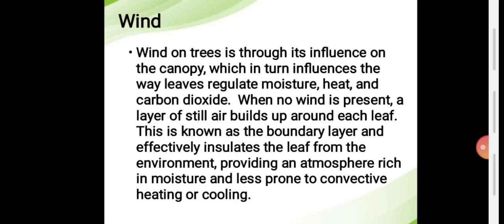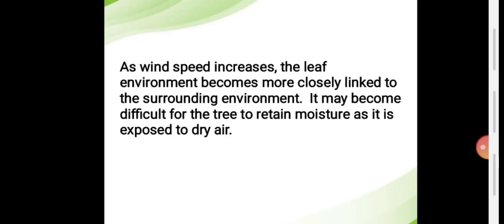The main impact of wind on trees is through its influence on the canopy, which in turn influences the way leaves regulate moisture, heat, and carbon dioxide. When no wind is present, a layer of still air builds up around each leaf. This is known as the boundary layer and effectively insulates the leaf from the environment, providing an atmosphere rich in moisture and less prone to convective heating or cooling.